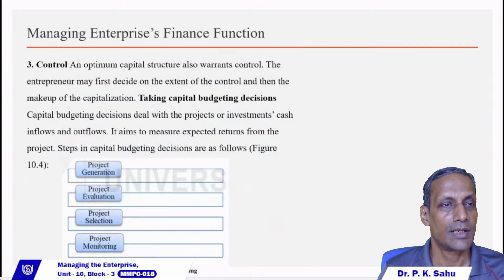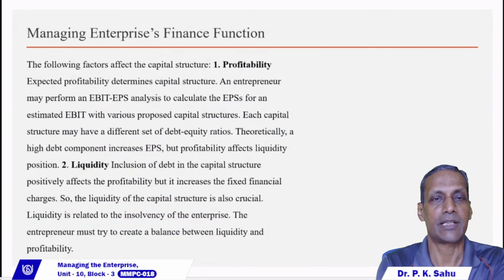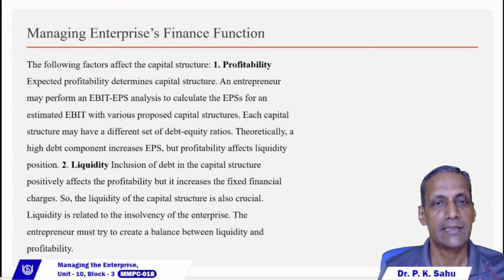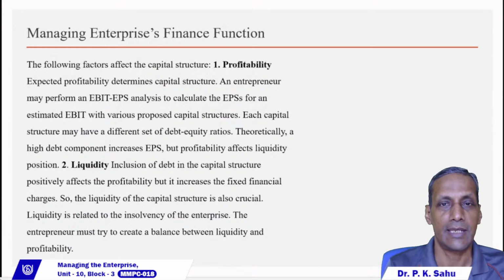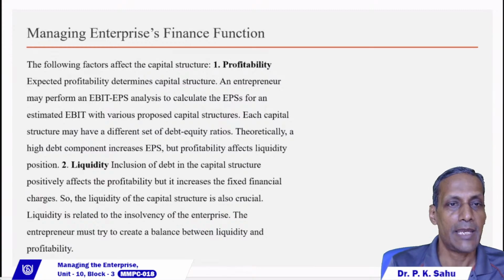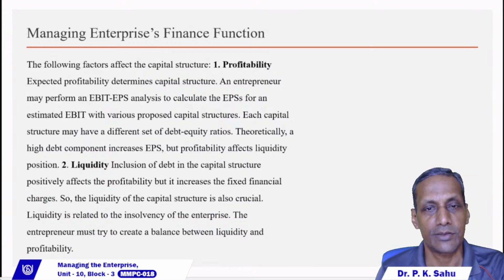But first, let us take a look into the factors that affect the capital structure. Profitability is the first factor that affects the capital structure. Expected profitability determines the capital structure. An entrepreneur may perform an EBIT/EPS analysis to calculate the EPS, earnings per share, for an estimated EBIT with various proposed capital structures. Each capital structure may have a different set of debt equity ratios.